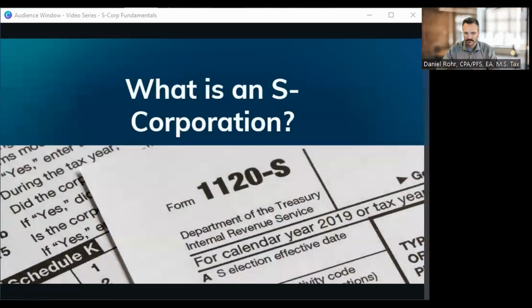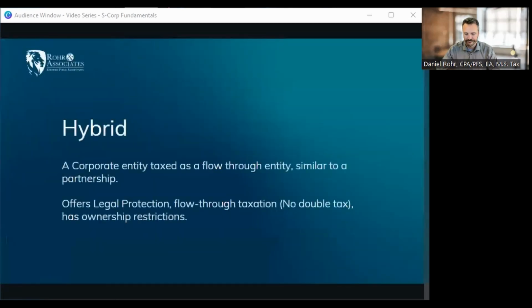So let's start with, what is an S-Corp? An S corporation, or S-Corp, stands as a distinct corporate structure that strategically combines the legal protection of a traditional corporation with the favorable taxation benefits of being a flow-through entity, like how a partnership is taxed. However, an S-Corp has some unique tax treatments that we will explore in detail throughout our S-Corporation video series.